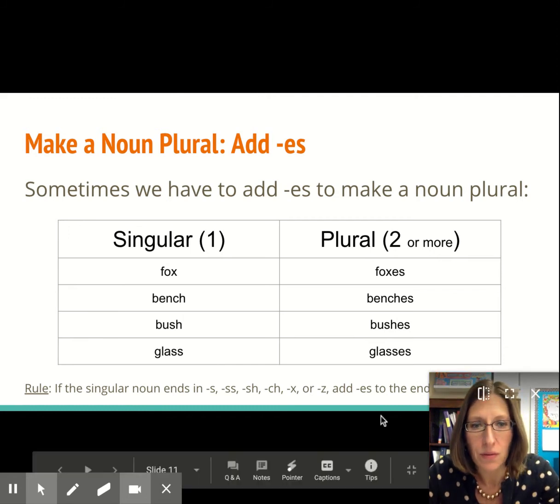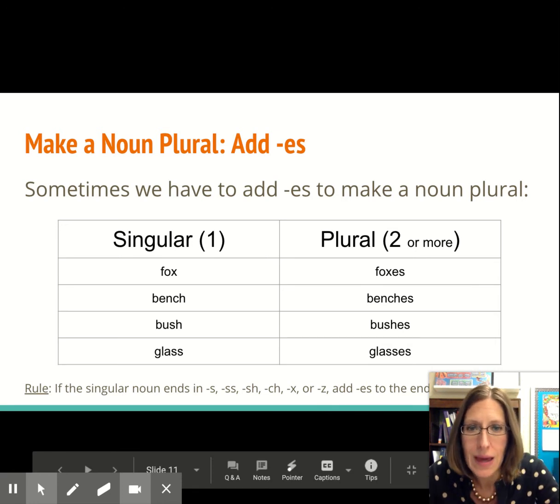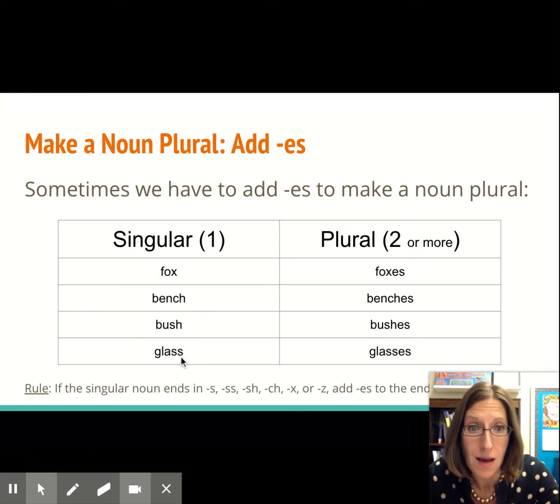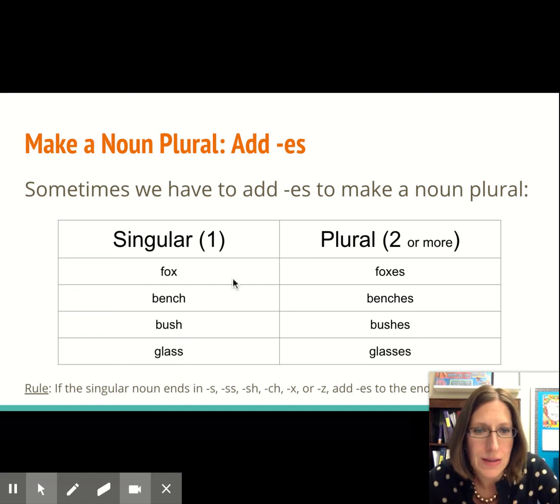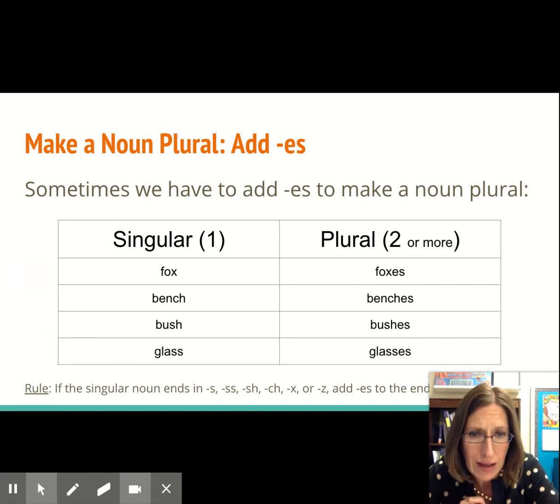And there's a little rule for when we add es. You probably notice the ending, right? There's a phonogram there, there's another phonogram. Here's a double s, like the left rule, and then we have an x. So if the singular noun ends in an s, a double s, sh, ch, x, or z, we have to add es to the end.